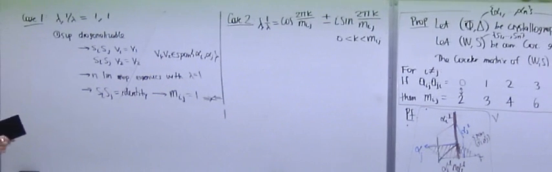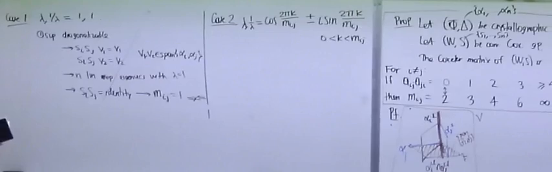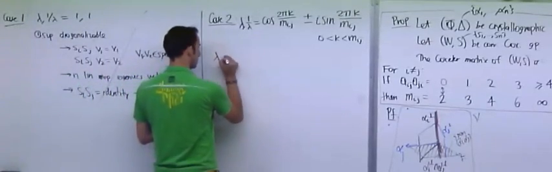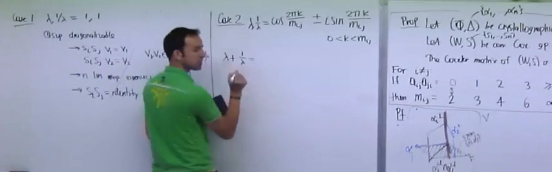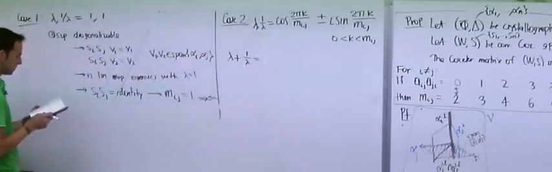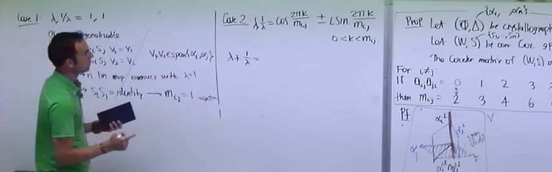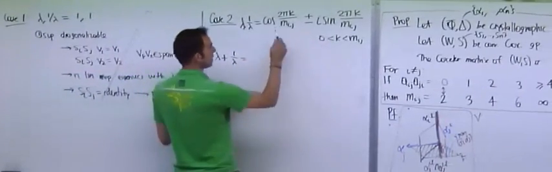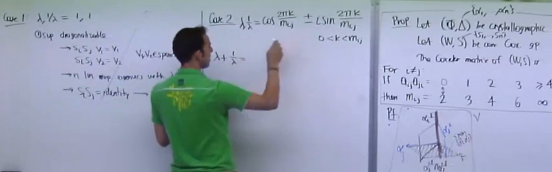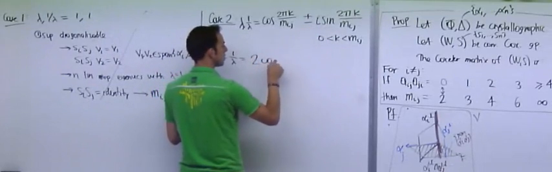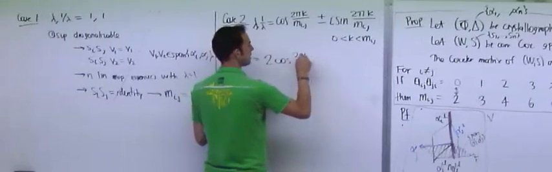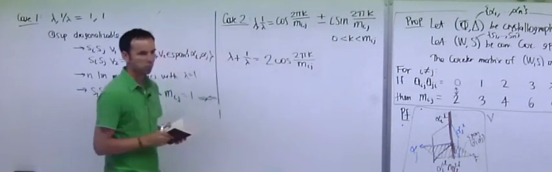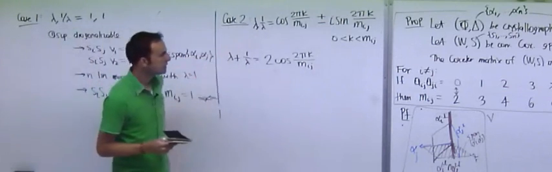Okay? Now, here's a nice thing about this. Let's compute lambda plus 1 over lambda in 2 ways. Well, first of all, I can do it by just adding these two things and getting cosine plus I plus cosine minus I. So I get 2 cosine of 2 pi k over Mij. So that's what I get if I just plug into here.